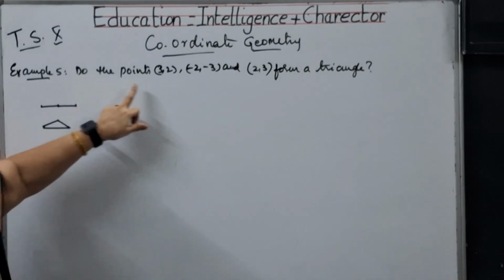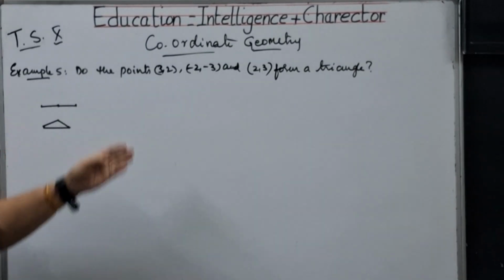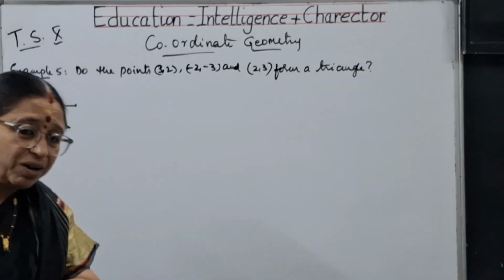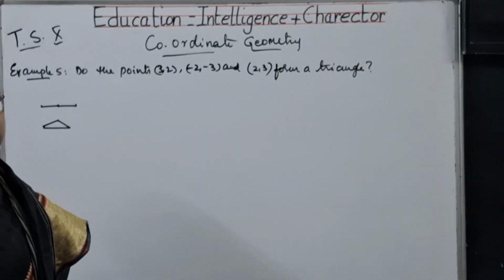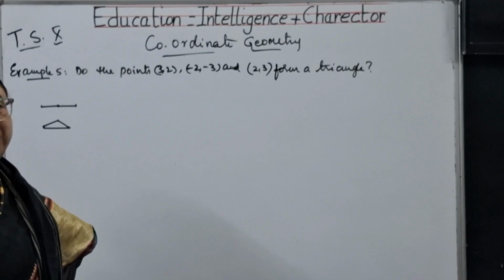Now the problem is, do they form a triangle? That means if you could prove that the points are not collinear, that means the 3 points are not lying in a straight line, then you can prove that they form a triangle. So we have to do it just like the previous problem.